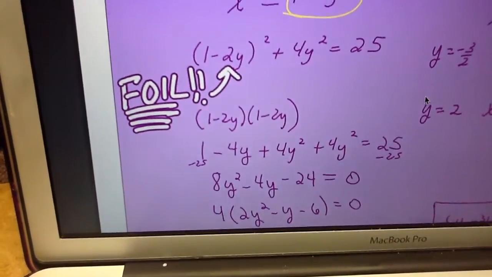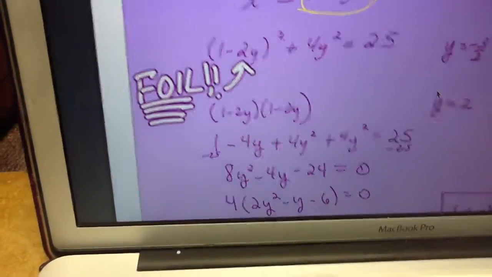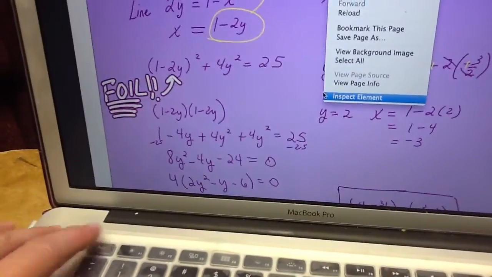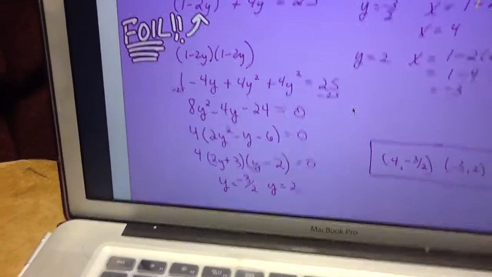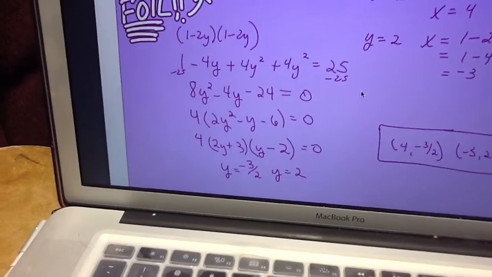the equation. After setting it equal to 0, I see, hey, I've got a quadratic, so I need to solve that quadratic. And so I solved it by factoring. I set my factors equal to 0 and solved it. That's only the y coordinates.